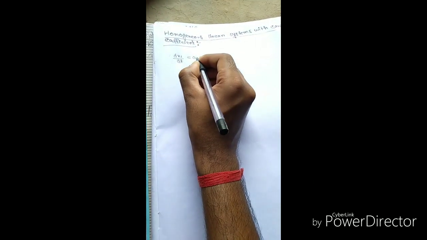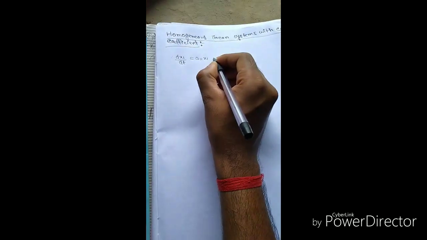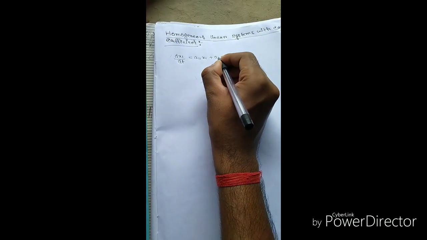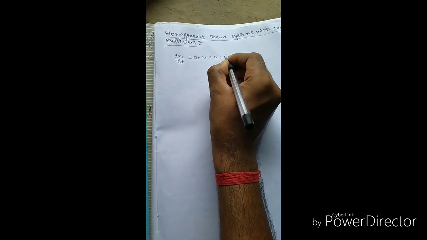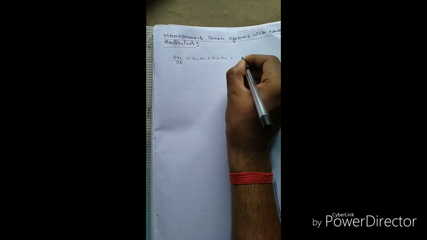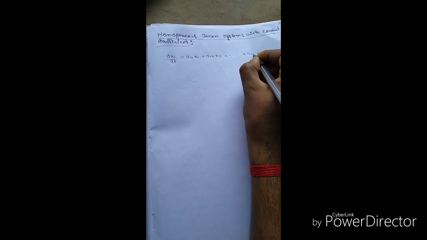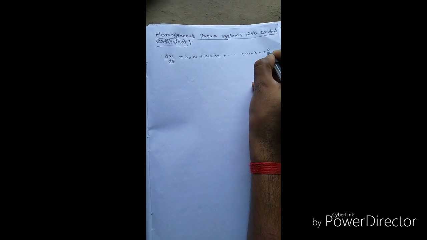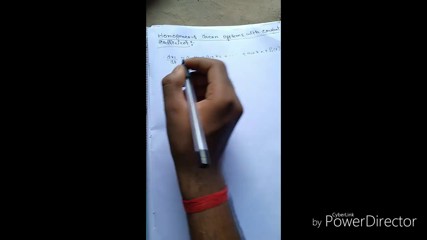equal to a11 x1 plus a12 x2 plus a1n xn plus f1(t). Here a11, a12, a1n are all functions of t, and f1 is also a function of t.